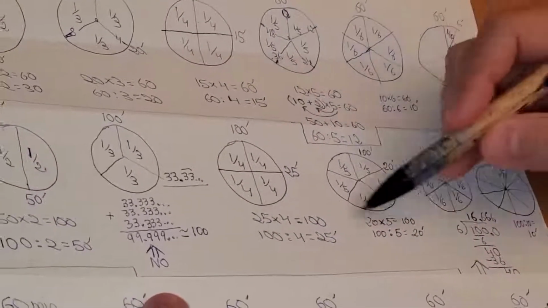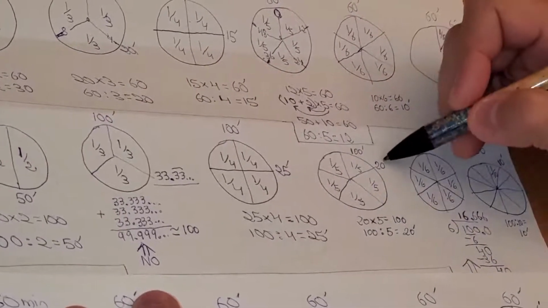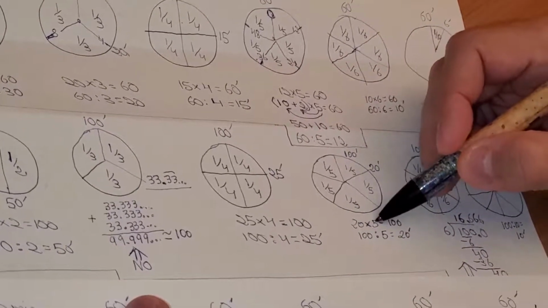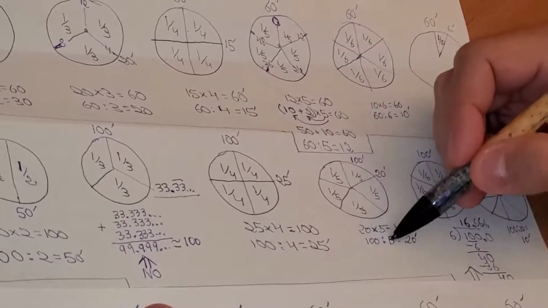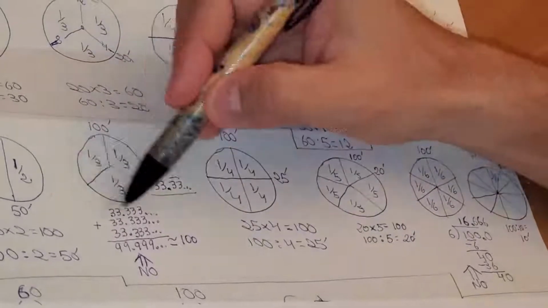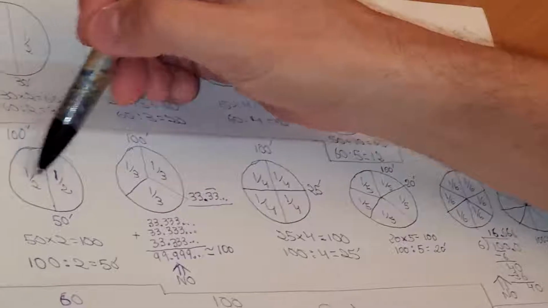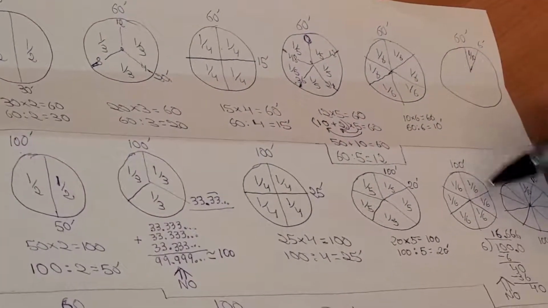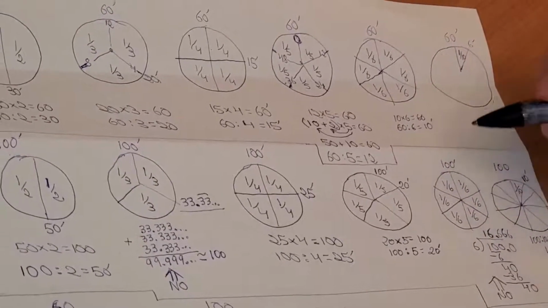I can divide by 5, and 1/5 would be 20. Why? Because 5 times 20 or 20 times 5, according to the commutative property, would be 100. 100 divided by 5 is 20. With a 6, I have the same problem as with a 3. Because why? Because 6 is 2 times 3. 2 works, but 3 doesn't work. So it's expected that 6 is not going to work.